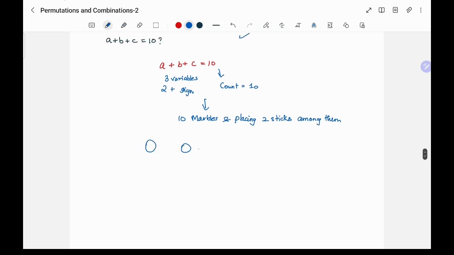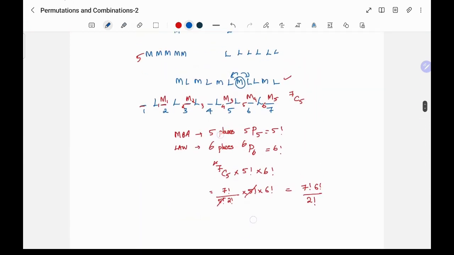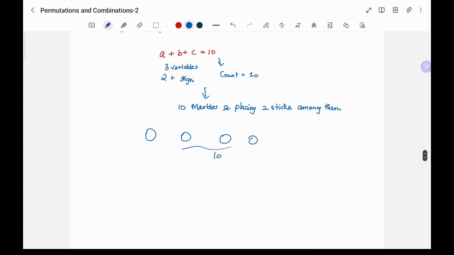Again, in the marbles when I am taking, I did not consider the endpoints, right? Let's say there are 10 marbles here. I did not consider the endpoints. What will happen if you place the stick here? It is like A equal to 0, C equal to 0, right? So to avoid that condition also, I am not placing anything on the sides. Otherwise, in the previous problem, we can still place them here, correct? But here we shouldn't do that because we want A and C also to be greater than or equal to 1.